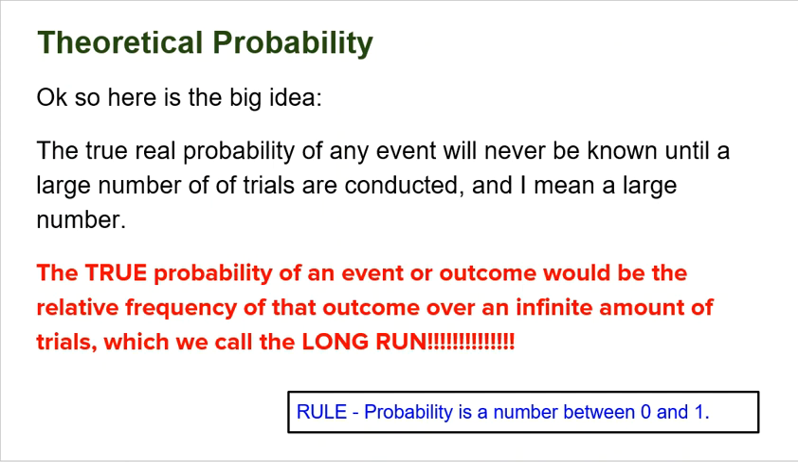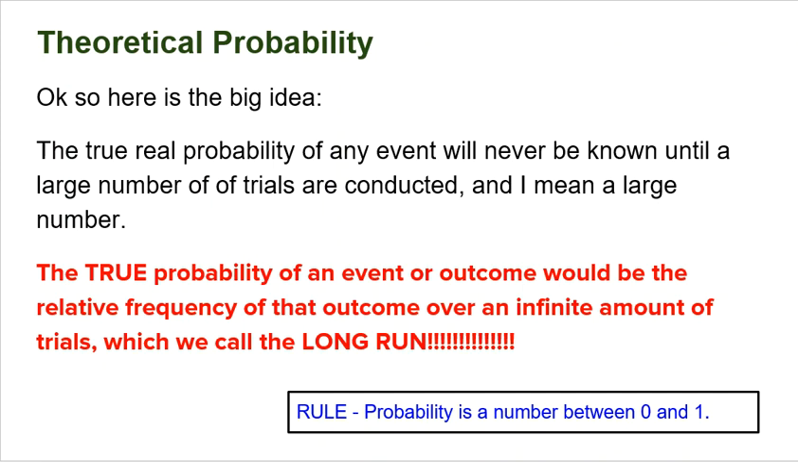It means that if you were to toss a coin a large number of times, infinite trials, to be quite honest, the true probability of an event will never be known until you do an infinite number of trials. Only then can you say, okay, of those infinite number of trials, I saw a tail 50% of the time.